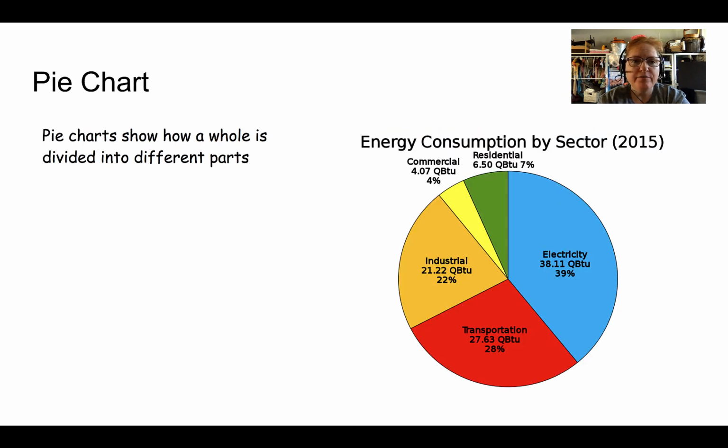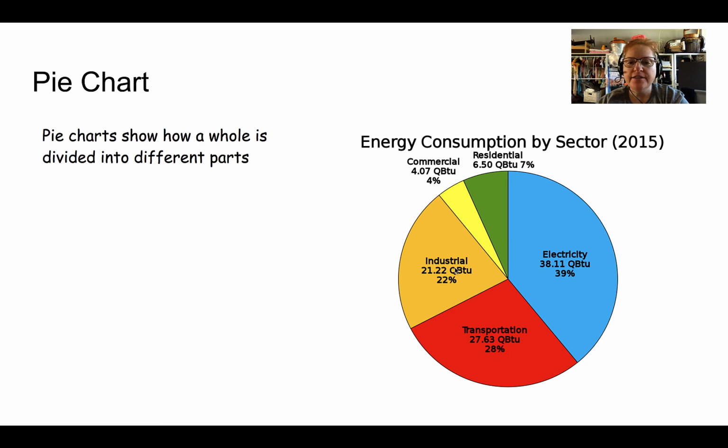Okay, so here we have pie charts, and we have energy consumption by sector. What this represents is the residential housing and things like that. How much of the energy did they use? Here it's 7% of the total energy. Transportation used 28% of all the energy.